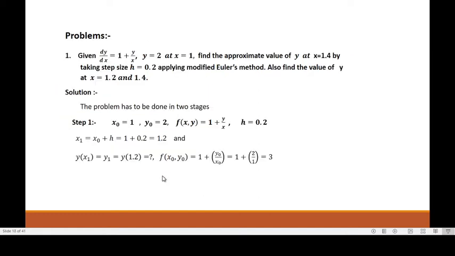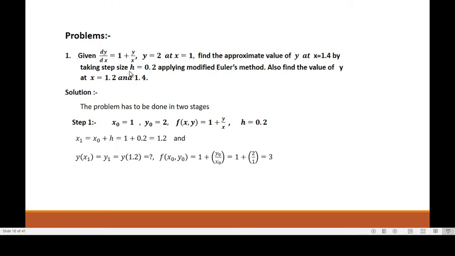Now see the problem. Here they have given dy by dx is equal to 1 plus y by x, with y is equal to 2 at x is equal to 1. That is, the initial values are x naught is equal to 1 and y naught is equal to 2. Otherwise they can give this as y of 1 is equal to 2. Both are the same. Find the approximate value of y at x is equal to 1.4 by taking the step size h is equal to 0.2, applying modified Euler's method. Also find the value of y at x is equal to 1.2 and 1.4.